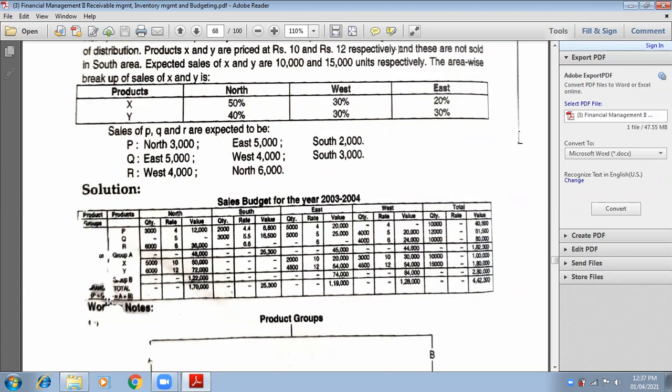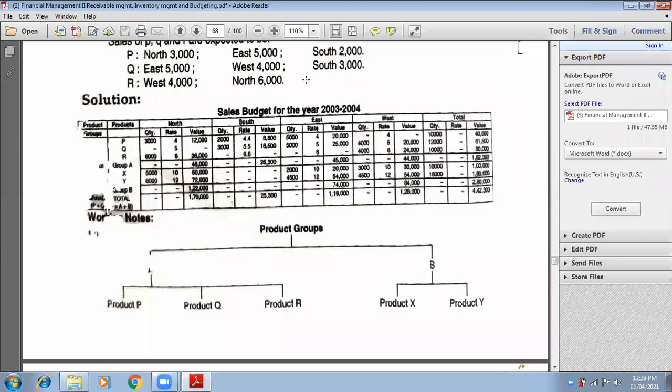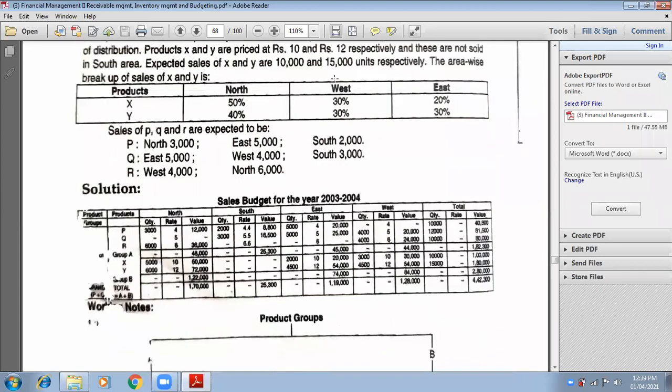So I'm giving you 2 minutes. Meanwhile, you prepare your format. You have to write sales budget for the year 2003 and 4 as a title. Come on, make it. I'm giving you 2 minutes. Shall we begin now? Yes. Okay.